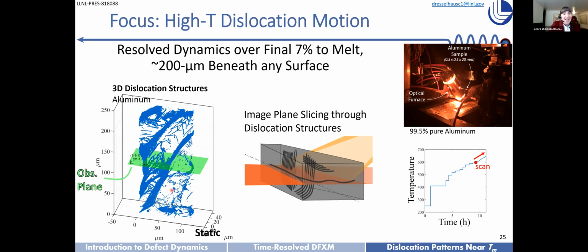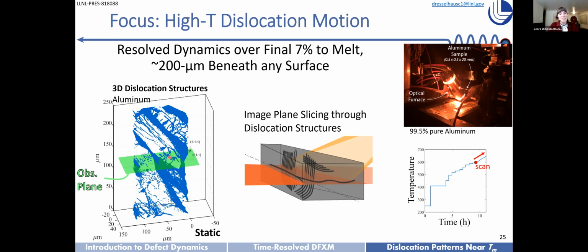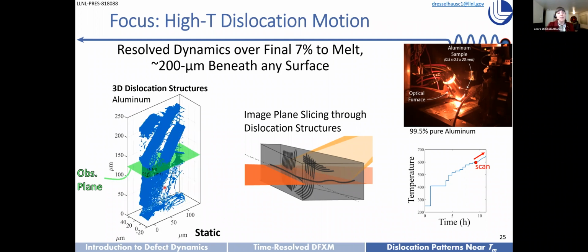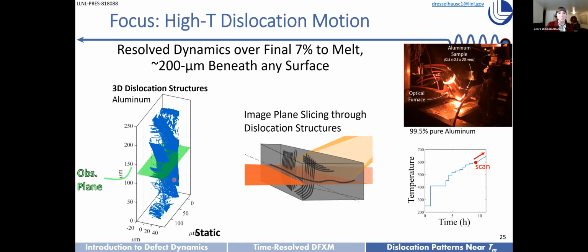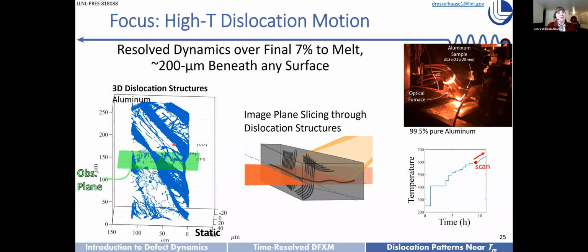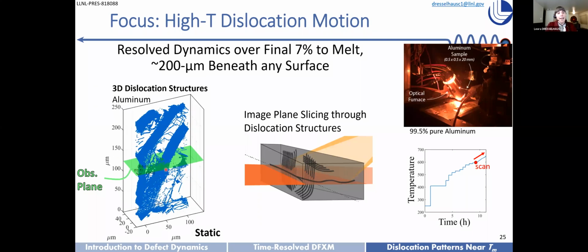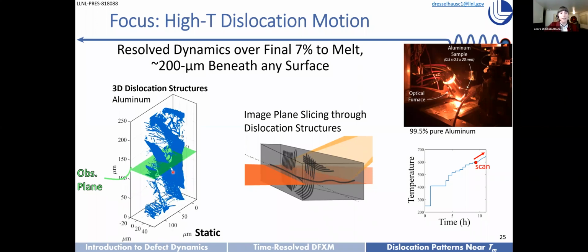More recently, and I unfortunately don't have time to go into too much detail about this, we've started doing 3D maps in the weak beam condition of these 3D dislocation structures. This shows you very concretely a real map of the dislocation structures in single crystal aluminum after annealing. And this green plane shows you exactly what we're taking in these movies.